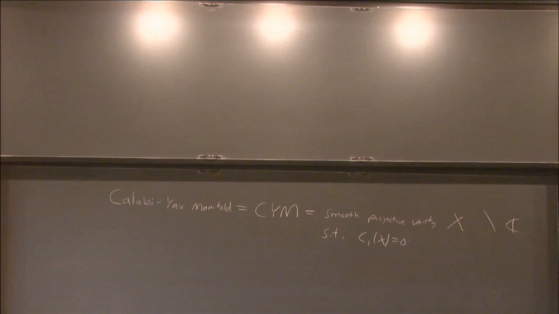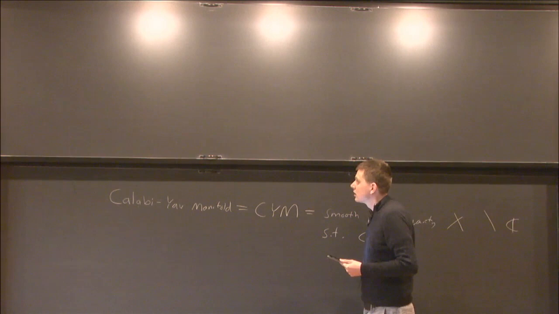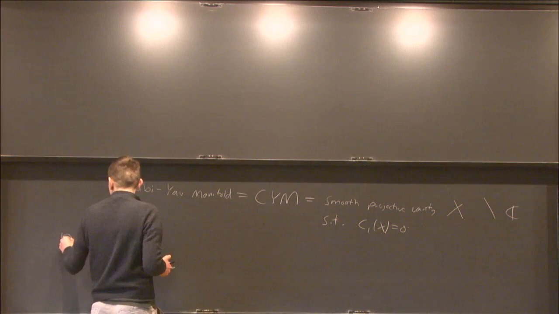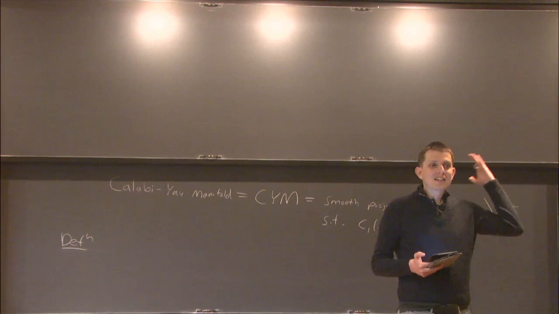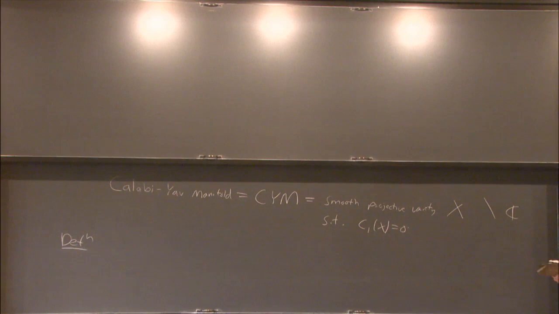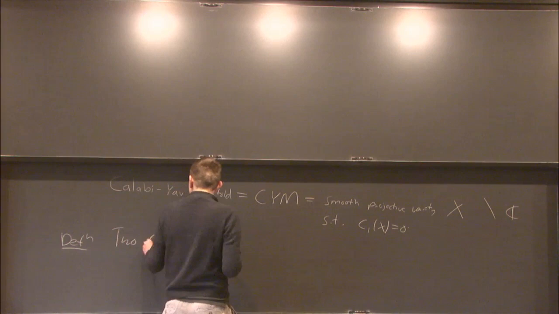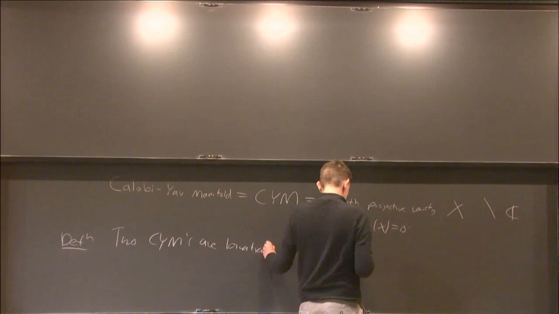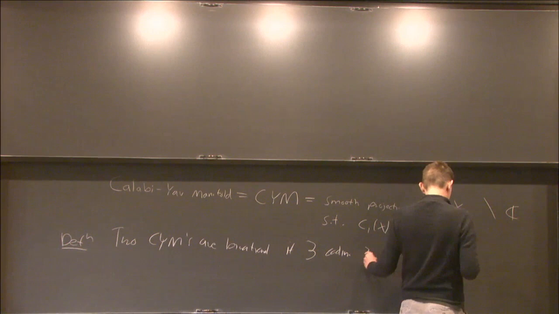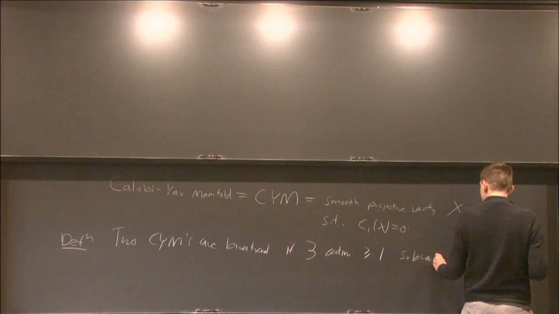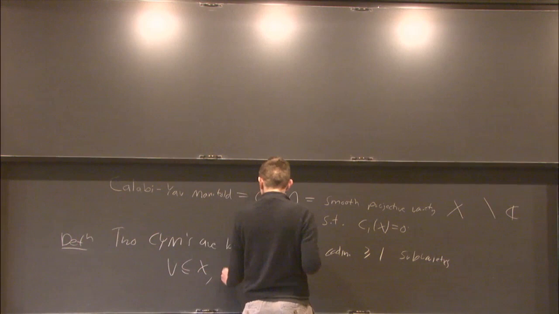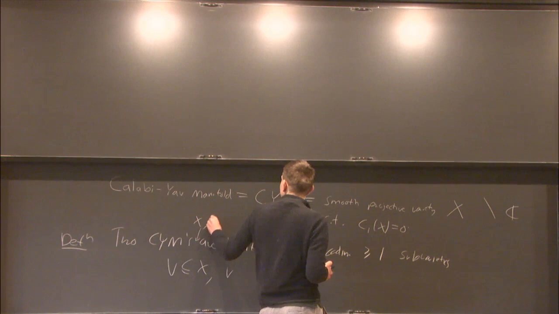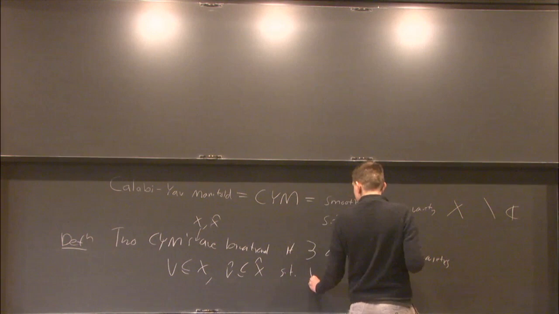Okay. So let me just make sure we're on the same page. So definition. Two Calabi-Yaus are birational to each other if and only if they have isomorphic open dense subsets. So two Calabi-Yau manifolds, call these X and X hat, are birational if there exist codimension equal to one subvarieties, say V in X, V hat in X hat, so that X minus V is isomorphic to X hat minus V hat.